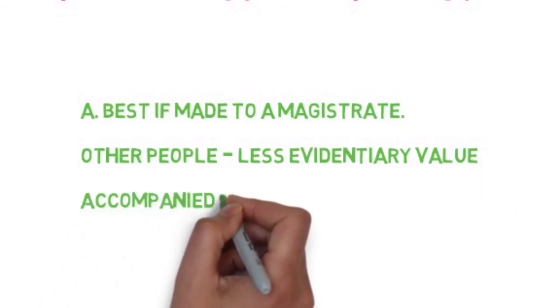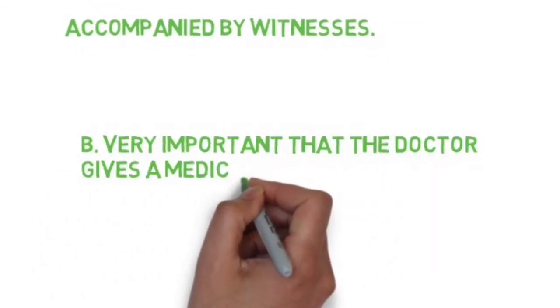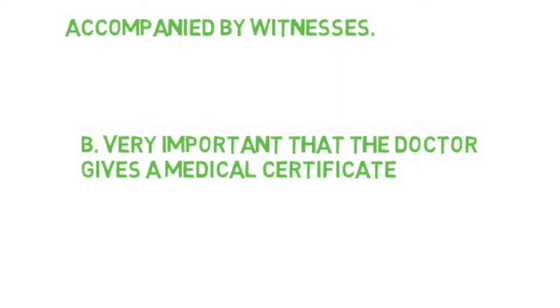A. It is a best case scenario if the statement is made to a magistrate. It may be made to other people like a doctor or somebody else, but then the evidentiary value of the statement reduces, and it also requires at least 2 witnesses. However, it is important to mention that it is not optimal for the police officer, especially the investigating officer or the IO, to record a statement. B. Before the statement is recorded by the magistrate, it is very important that the doctor gives a medical certificate certifying that the person is in a position to make a statement, and this is a sine qua non for the relevancy of the dying declaration.